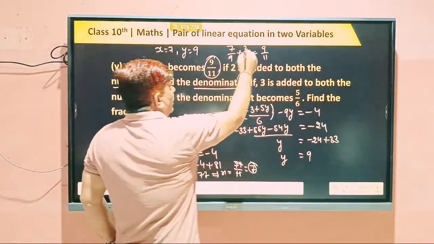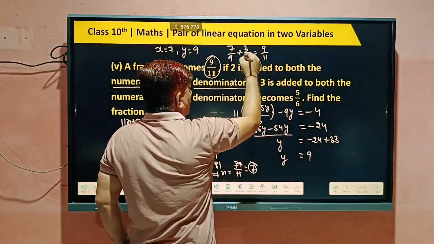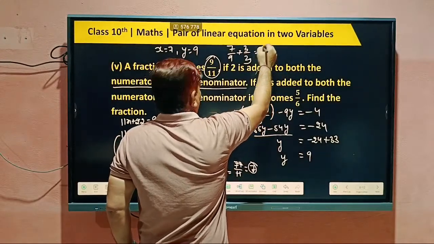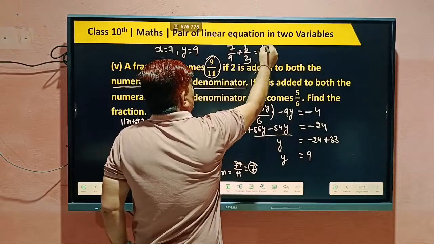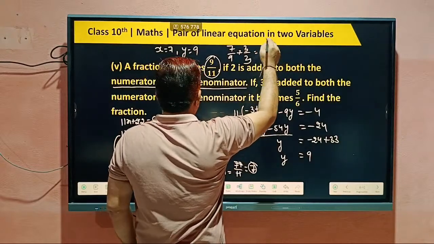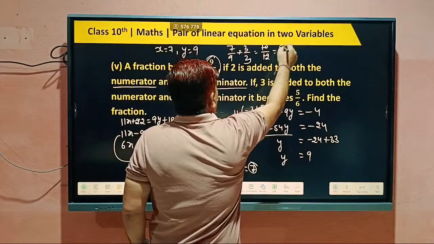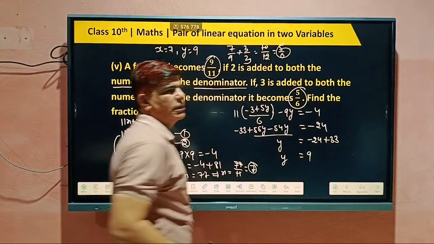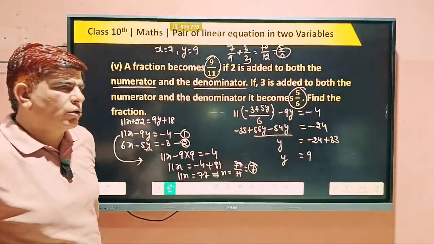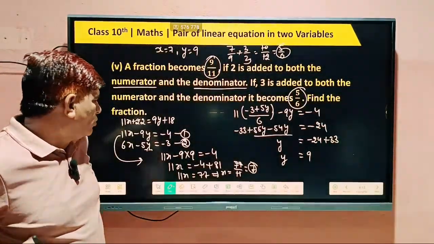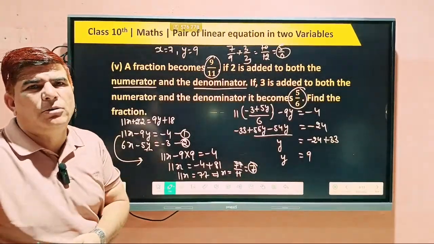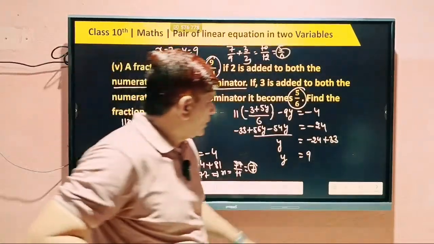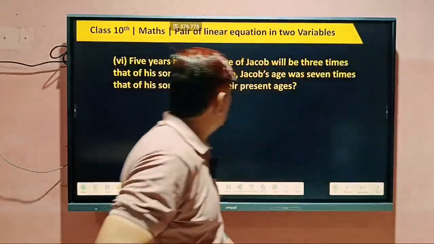And when adding 3, then what does it become? 10 by 12. 10 by 12, if you cancel out, is 5 by 6. So where is 5 by 6? This. It means your answer is right. Otherwise, your answer is wrong. So this is all about the substitution method. Next we can start the substitution method.